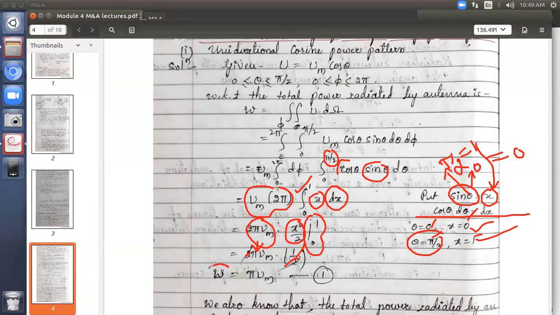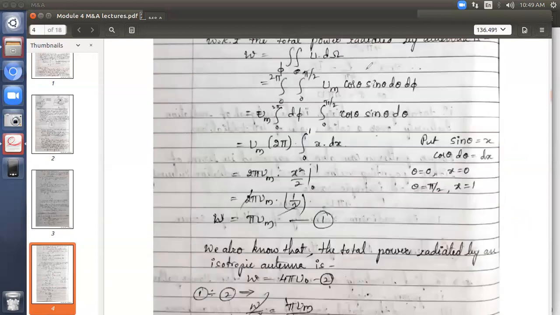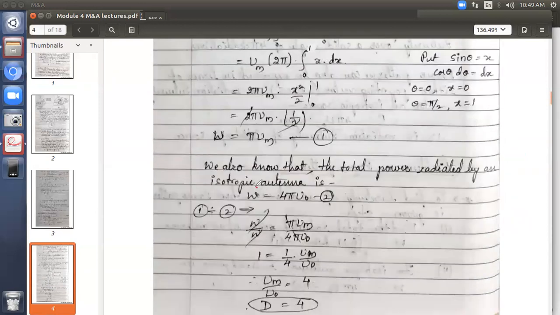This is the first step. We have calculated the total radiated power W, which is equal to pi into Then let's go for the second step. Second step, for an isotropic antenna, it is a standard equation. It radiates uniformly in all directions. So W is 4 pi times U naught. U naught is the radiation intensity of an isotropic antenna. So 4 pi U naught is W. This is your equation 2, step 2.